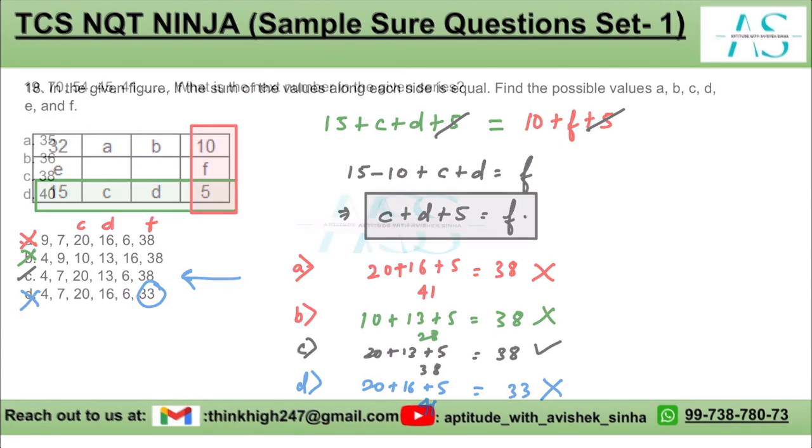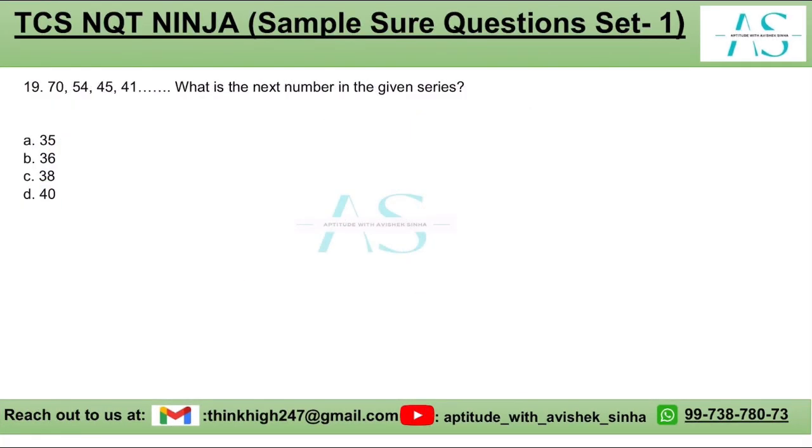Okay, moving on. Missing number series question. What is the next term in the given sequence? And the sequence is 70, 54, 45, 41, and then the next number. So always start by taking out the common difference or the difference between two terms. Here it is 16. The difference here seems to be 9.